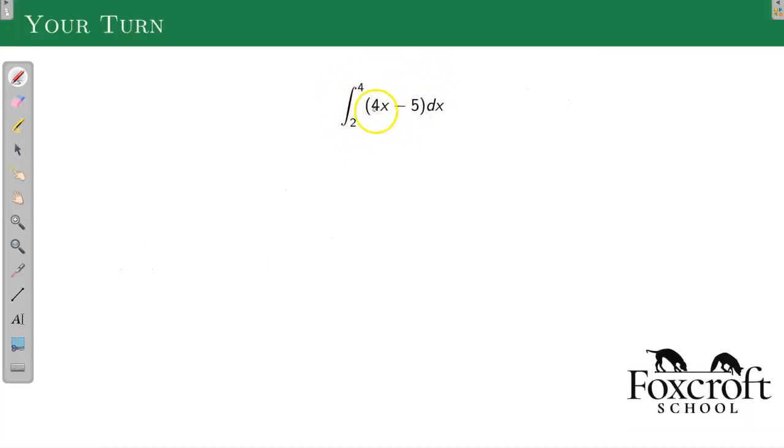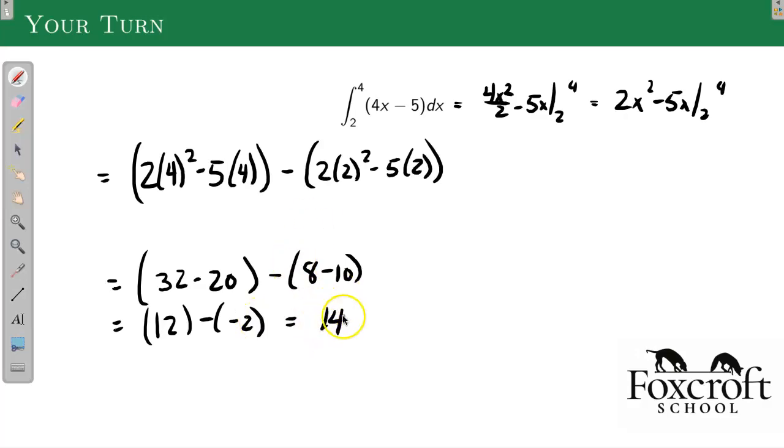All right, here's one for you to try on your own. This one will work out because it's a nicer problem. All right, but find this integral using our fundamental theorem of calculus. I'll show you the answer in 3, 2, 1. And the answer I got was 14. This one you can just directly take the antiderivatives, plug in your values, and simplify.